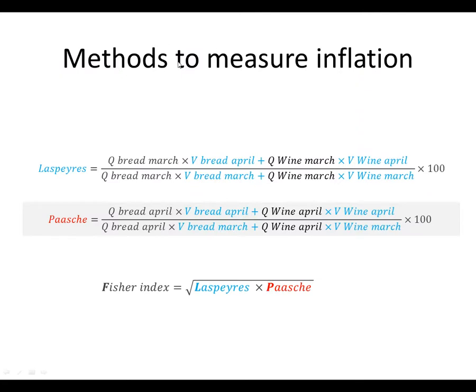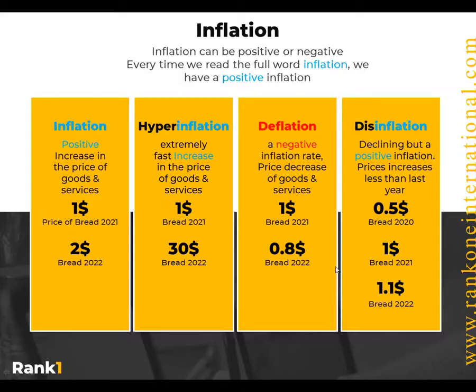All about inflation in less than 5 minutes. To measure inflation, we will use Laspeyres, Paasche, and Fisher Index. Laspeyres simply uses the quantity in the previous months. Paasche uses the quantity in the future or in the next months. Fisher is the radical of Laspeyres times Paasche. Don't worry about this, we will now have a practice question about it.